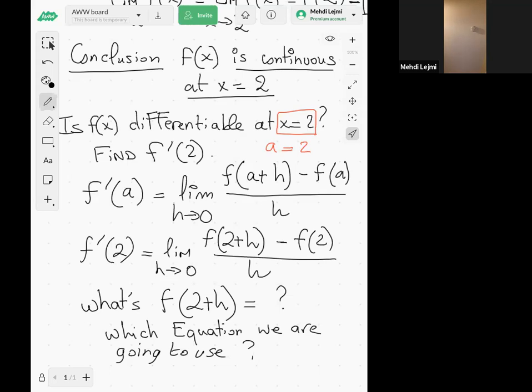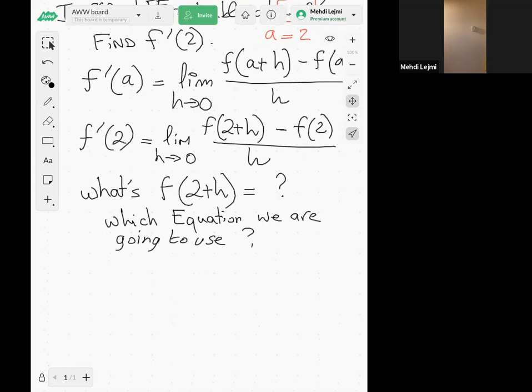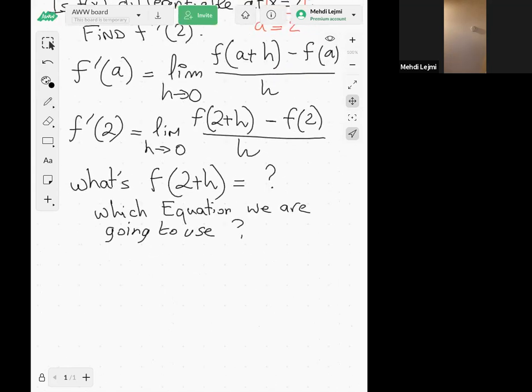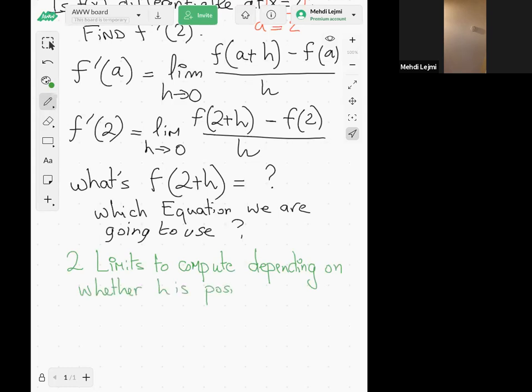So you see, guys, we have to use the two equations. So here we have two limits to compute, depending on whether h is positive or negative.